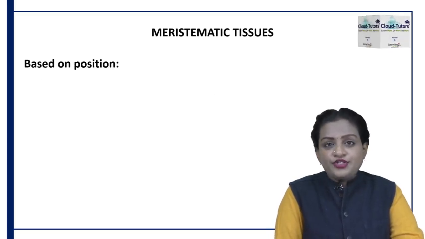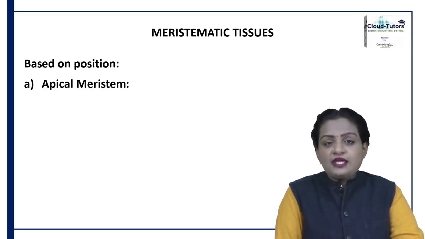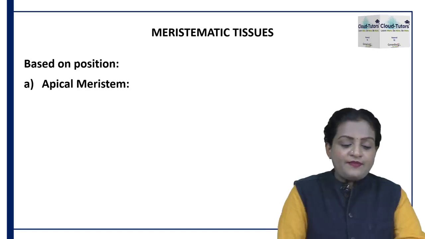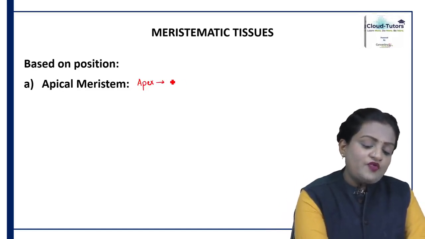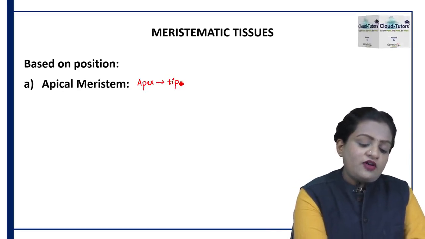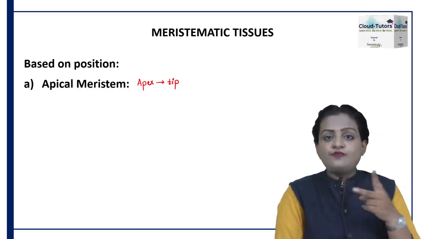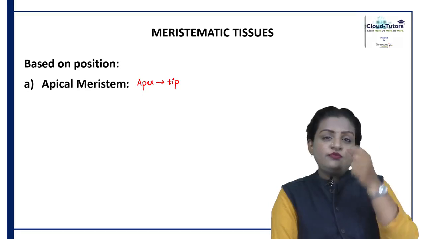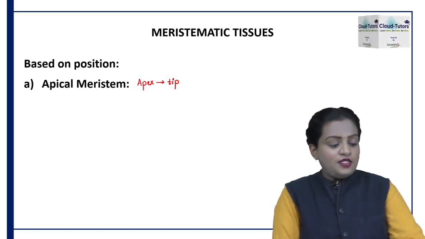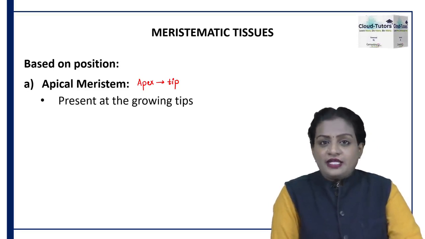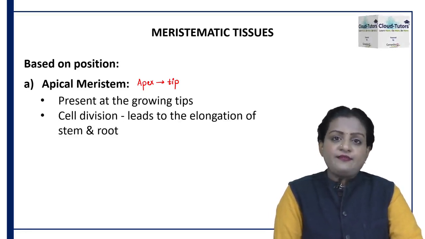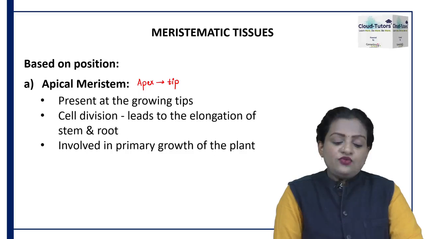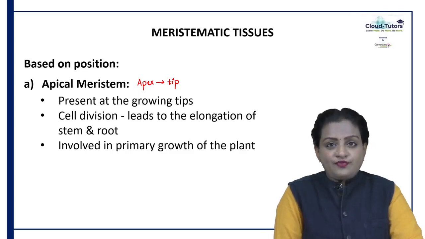Now the second basis for dividing is position. So based on position we have three types of meristem. First type is apical meristem. Apical as in apex, the tip of a plant. When we talk about the tip of a plant, there are two main tips. One is the shoot tip, one is the root tip. So first, they are present at growing tips. Cell division leads to elongation of stem and root and is involved in primary growth of the plant.